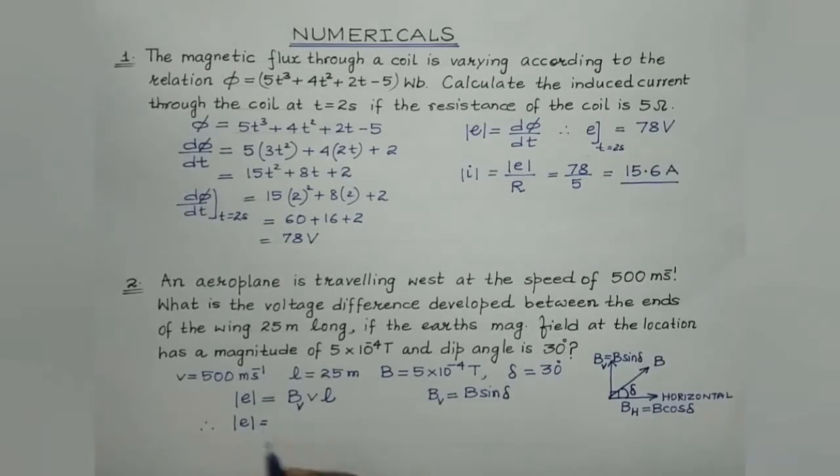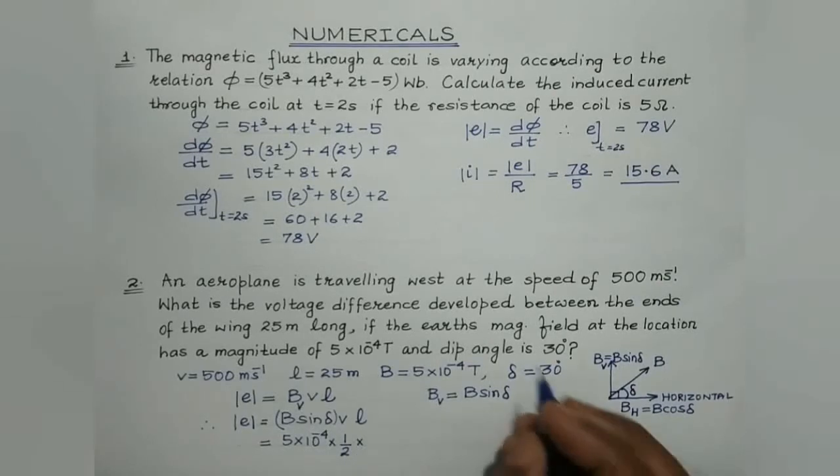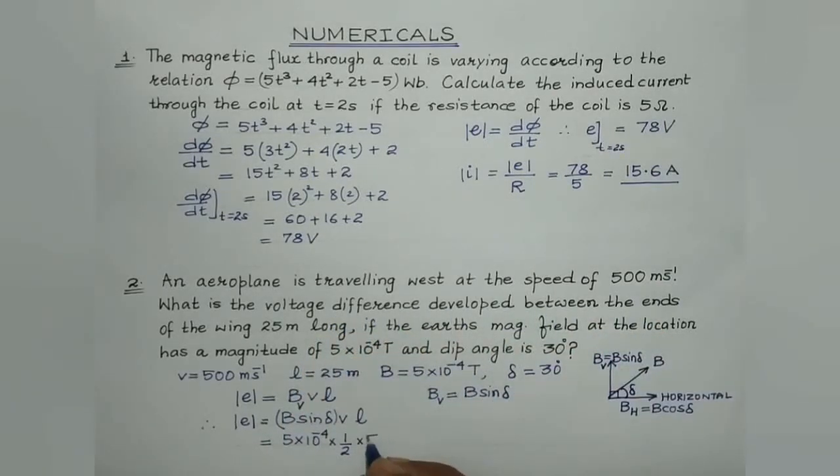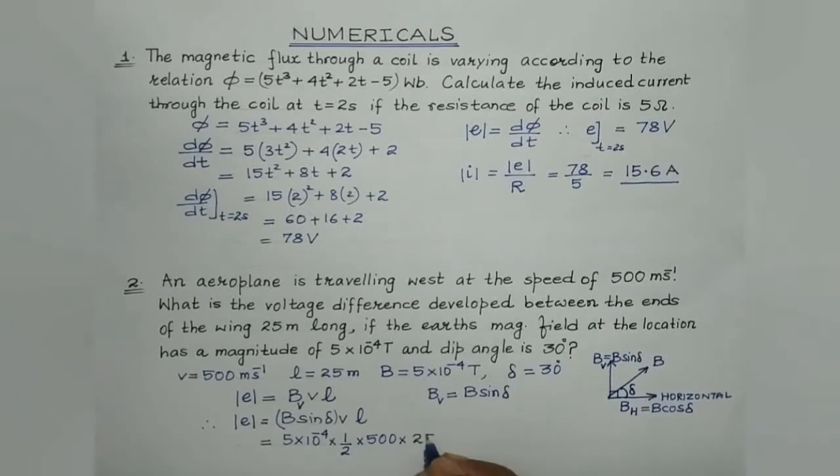Therefore, let's find out the PD which is developed across the ends of the wing. It will be equal to BV times V times L, that is B sin del V L. So let's try to solve it. The strength of the magnetic field is 5 into 10 to the power minus 4. Then del is given to be 30 degrees, and sin 30 is half. The velocity with which the plane is traveling towards west is given to be 500, and the length of the wings is given to be 25 meter.